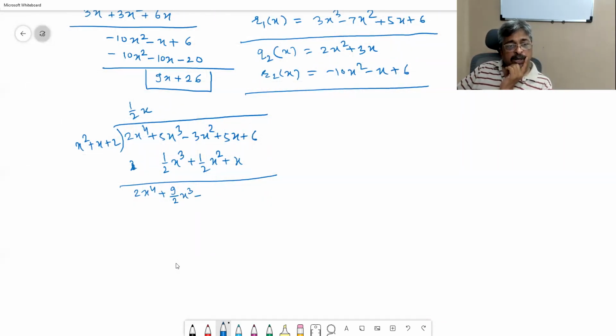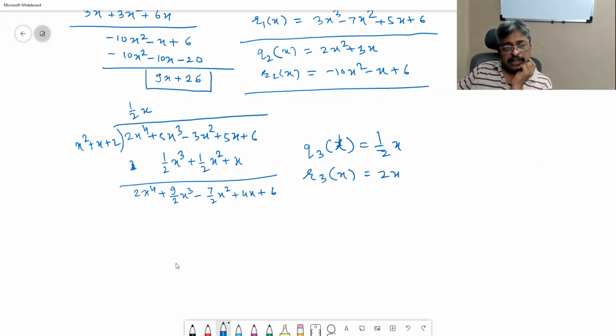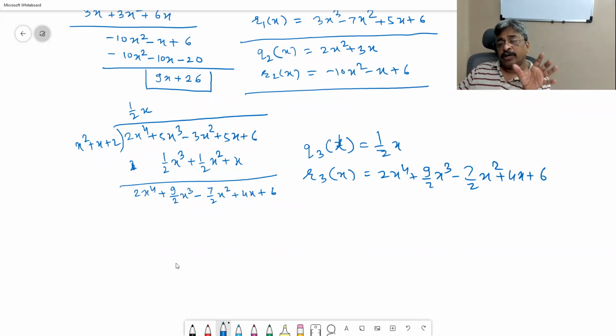x cube minus 7 by 2x square plus 4x plus 6. Okay, Q3 of x is equal to half x, and R3 of x is equal to 2x^4 plus 9 by 2x cube minus 7 by 2x square plus 4x plus 6. And that is what I want to tell you, that there could be infinitely many q of x and infinitely many r of x.